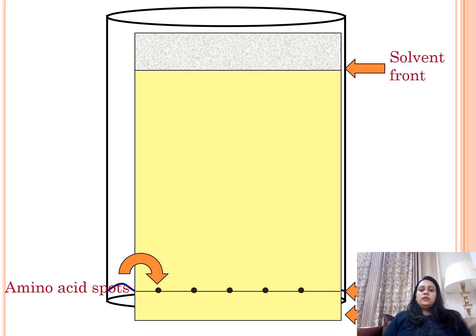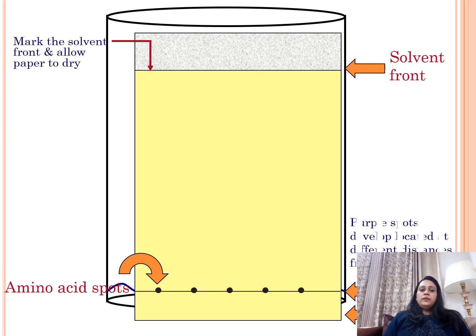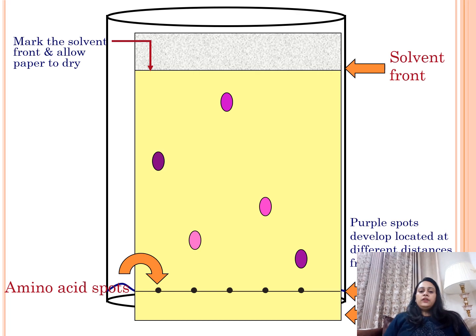It will run. We will get the solvent front and we will mark the solvent front, and later on we will get the various spots. So you can see that this amino acid reached this place, this amino acid has reached this place, different amino acids have reached different places. You can see here this one, this one, this one, this one, likewise.